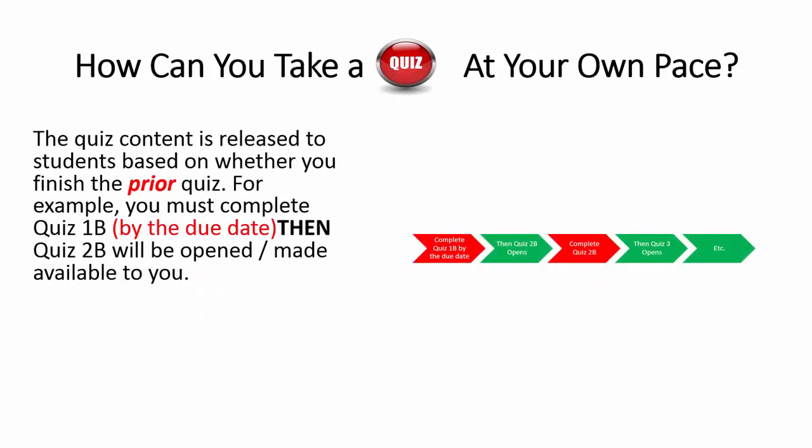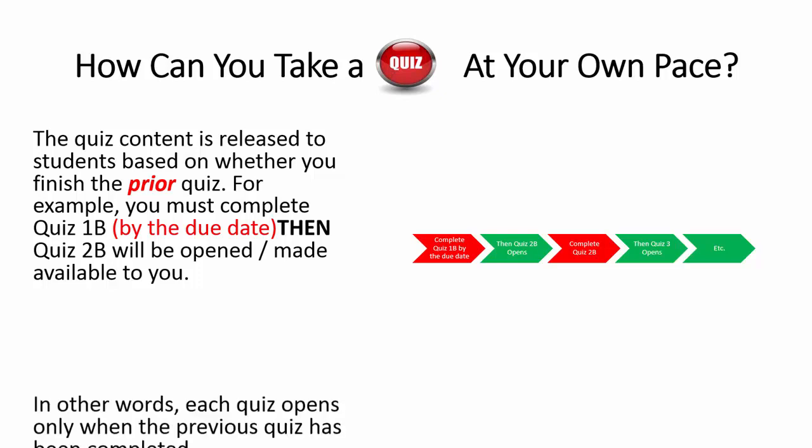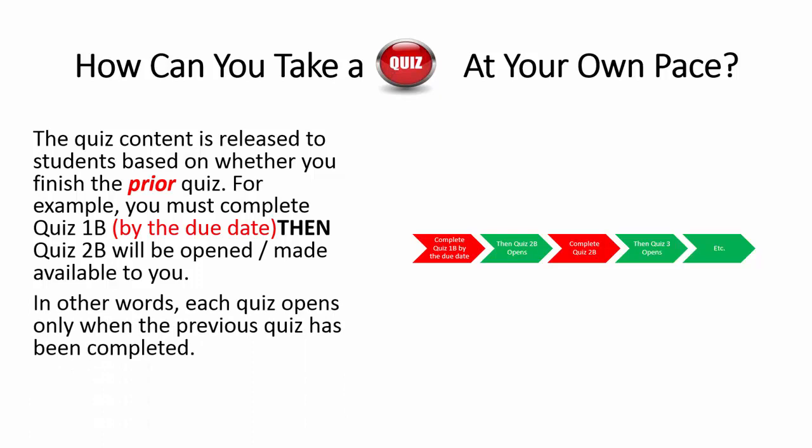Well, the quiz content is released to students based on whether you finished the prior quiz. For example, you must complete quiz 1B, which is the only quiz that has a firm due date. Then quiz 2B will be opened or made available to you. In other words, each quiz opens only when the previous quiz has been completed.